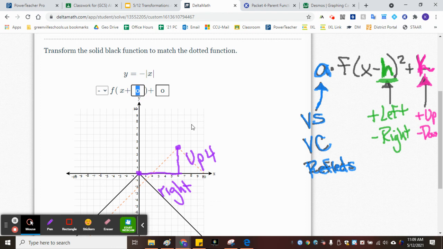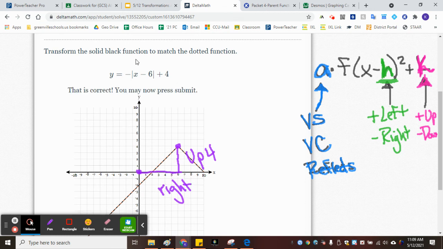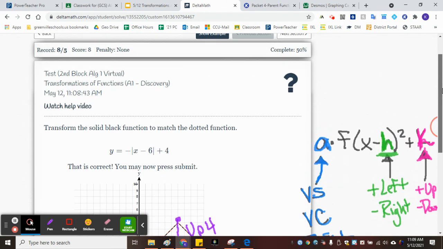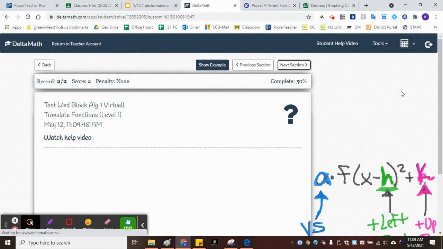Right 6, right is negative. So I need to put in a negative 6. So that I'll move to the right 6. Up 4 is positive 4. Up is positive. Look at your equation. In front is negative because it reflected down. It's a negative 6, which is making it move right. It's a positive 4, which made it move up. All right. Any questions on that? Next section.